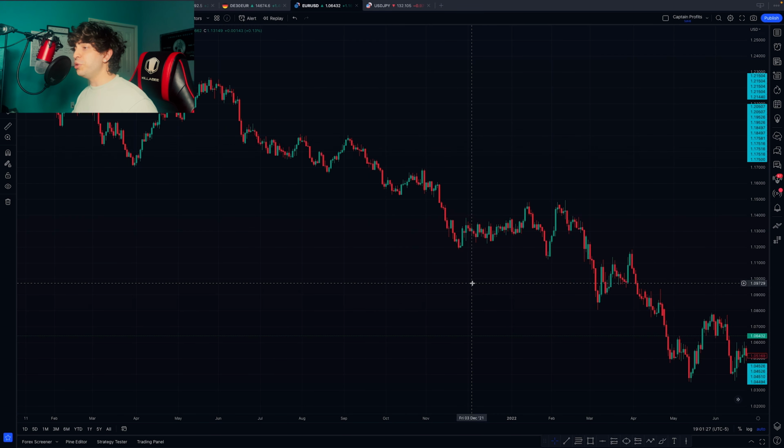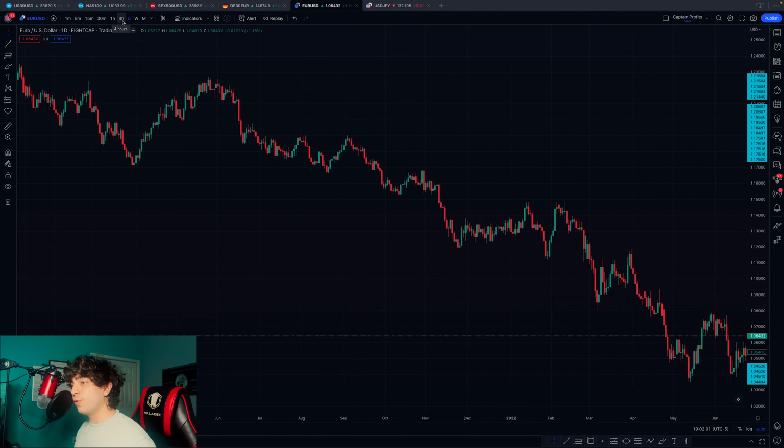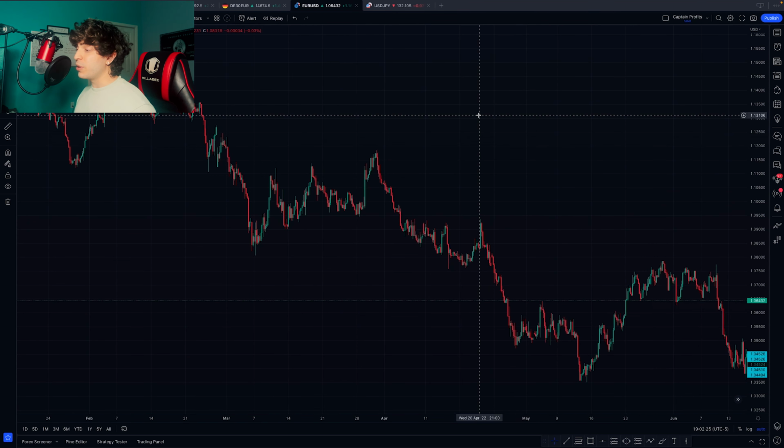So I have Euro USD pulled up and I am on the daily chart. That means that each one of these candlesticks actually represents a day's worth of price movement. And then we can go down to the 4-hour time frame by clicking this button up here. And you guessed it, each one of these candles represents 4 hours of price movement. And we can get lower and lower to see a more detailed tale of events.